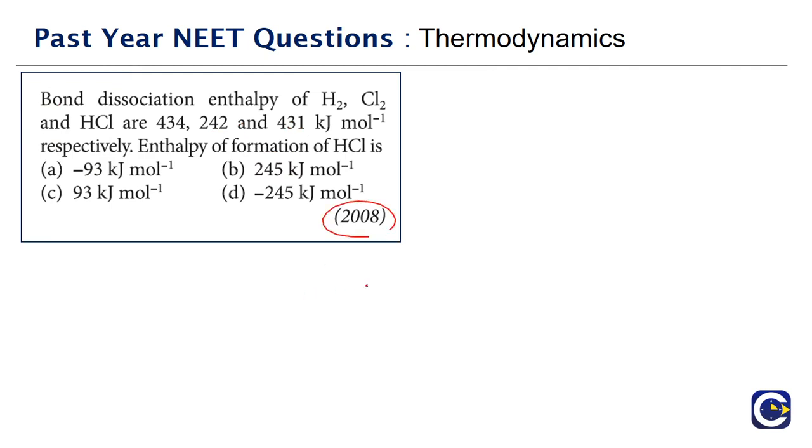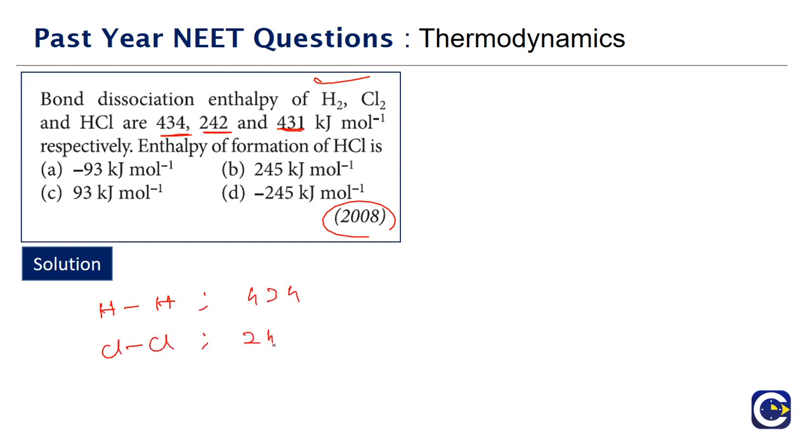Next we have a question that has come in the year 2008. The bond dissociation enthalpy of H2, Cl2, HCl are 434, 242 and 431 kilojoule per mole. These are the respective bond dissociation enthalpies. For the hydrogen it is 434. For the chlorine it is 242. For the hydrogen and chlorine it is 431. All are in terms of kilojoule per mole.